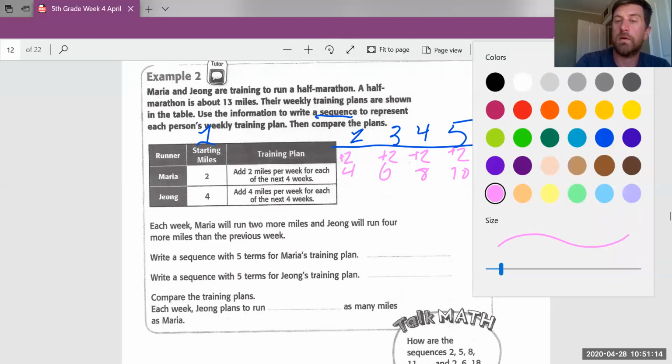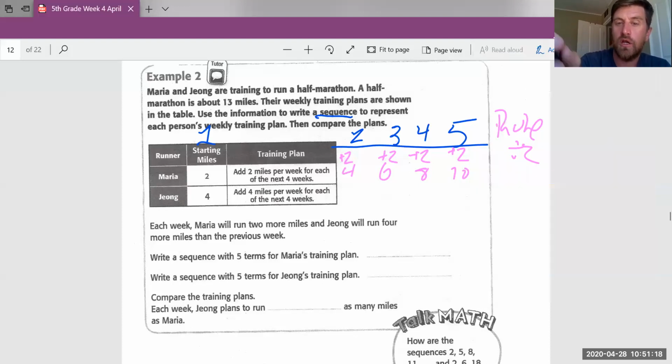Now, here's my problem. I feel bad for Maria because I don't think her training is going to go as well as it should. She should not just run 2 miles a week. She should be running 2 miles maybe a day, at least 5 times a week. So their training plan is way wrong. And if you're just going to add 2 miles the next week, then it's going to be rough. But that's not part of the problem.